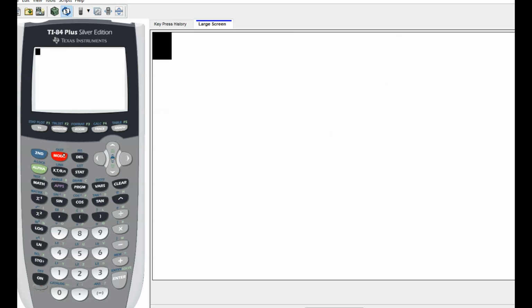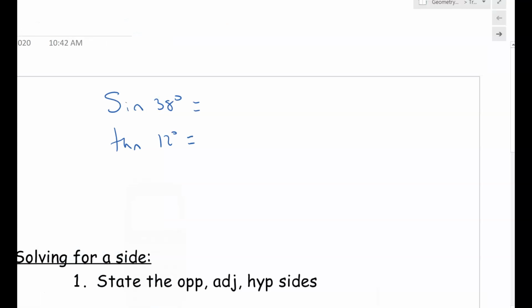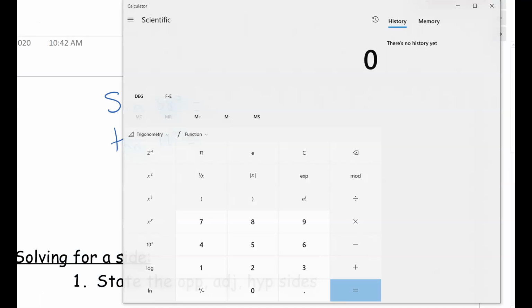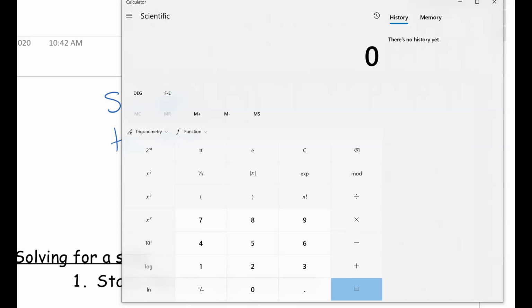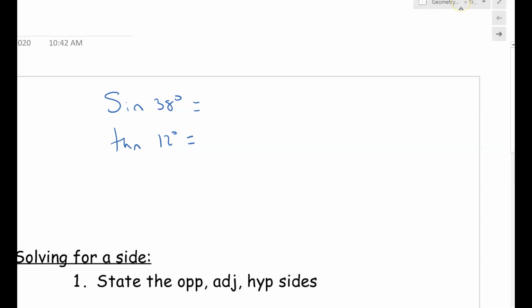If you have your own TI-30, it usually is defaulted to degree mode. In fact, most calculators are. Even the computer calculators, you can see it's highlighted right there, degree. So they're highlighted or default for that. The TI-84s for some reason are not.